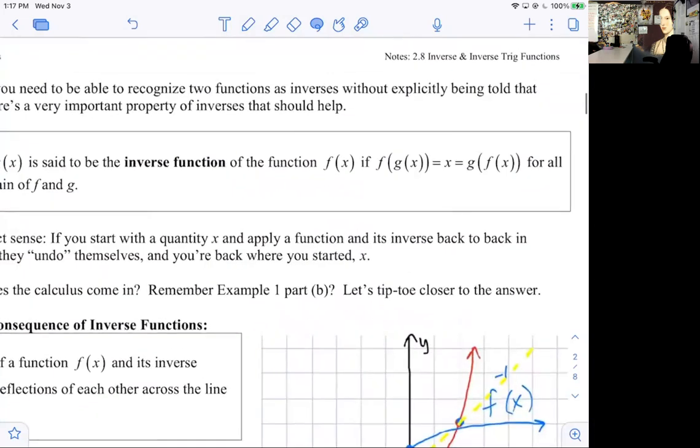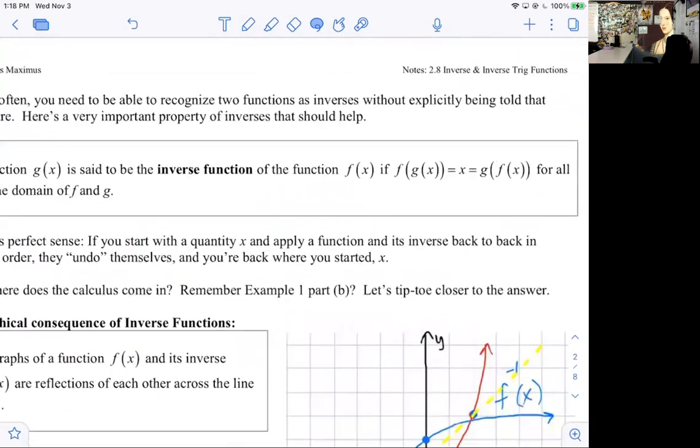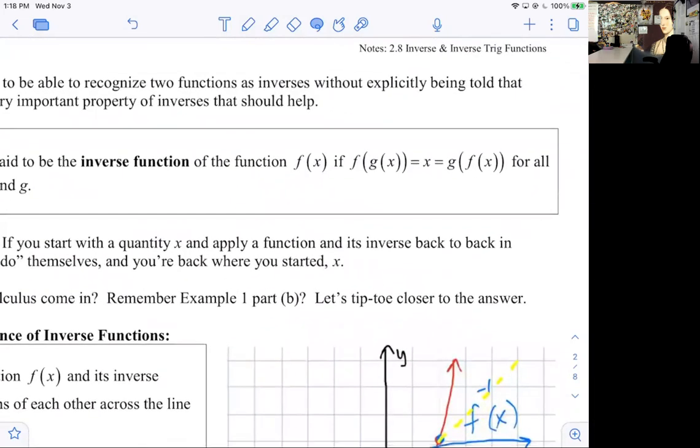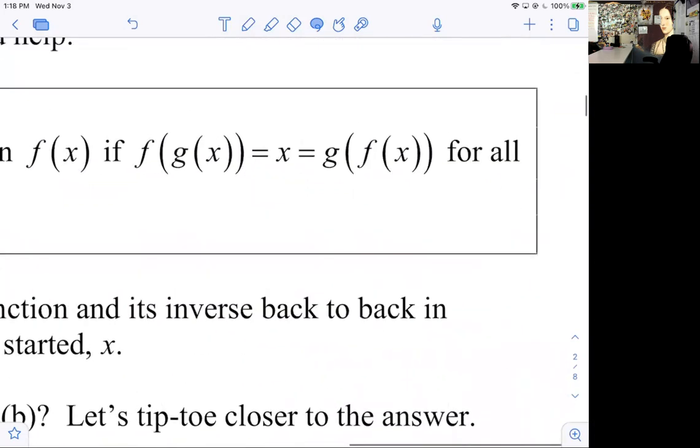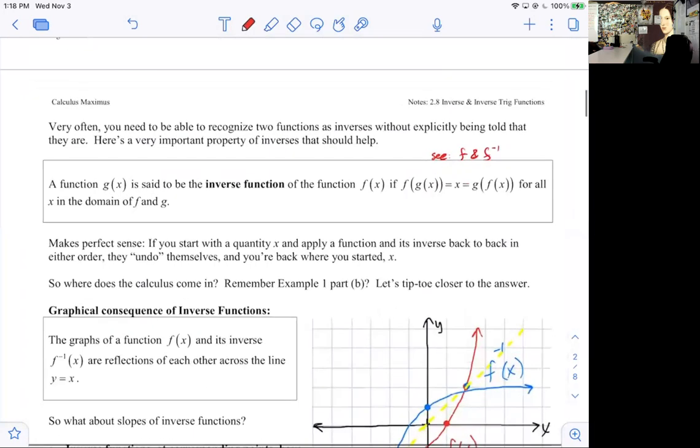Now, let's talk about an inverse function. How are we going to identify that a function is an inverse function? Well, you're going to either be told that f and f inverse are given to each other. You're going to actually see f and f inverse, okay? Or you might be given something like this.